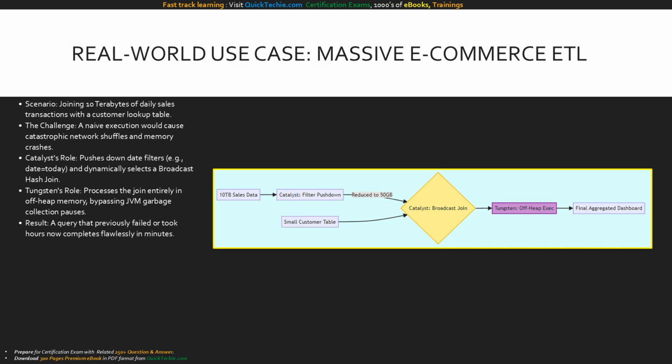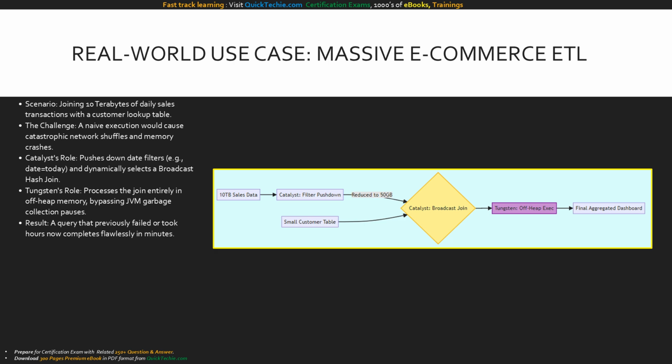Let's apply this theory to a real-world use case, processing a 10 terabyte e-commerce ETL pipeline. You need to join billions of daily transactions with a customer reference table. Without optimization, a naive execution would trigger a catastrophic network shuffle, inevitably crashing the cluster with out-of-memory errors. But here is where our engines shine.